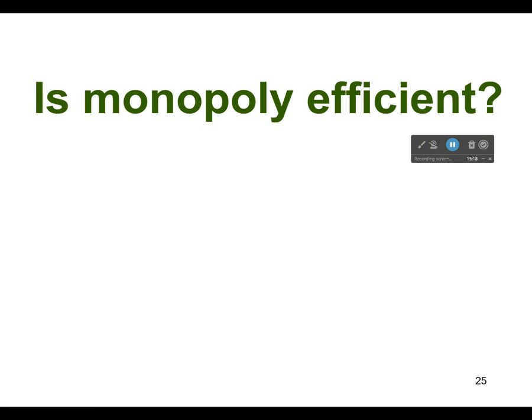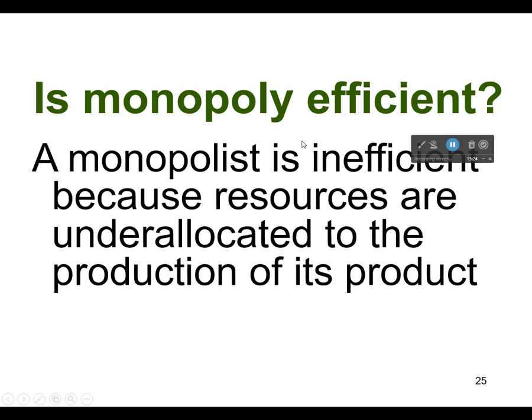Now, the last question we want to ask is, how is monopoly compared to perfect competition? Perfect competition was efficient. Price is equal to marginal cost. That is the neoclassical definition of efficiency. Here, under monopoly, price is not equal to marginal cost. A monopolist is therefore inefficient because resources are underallocated to the production of its product. A monopolist will produce less output than a perfectly competitive market. And they do this because by restricting output, they can increase their total profit if they don't have competition.